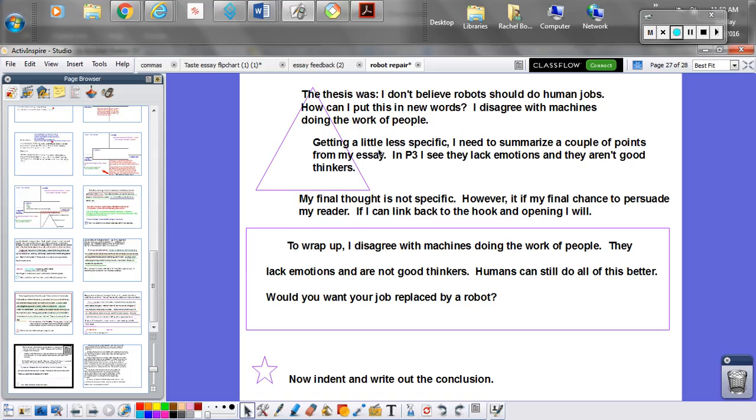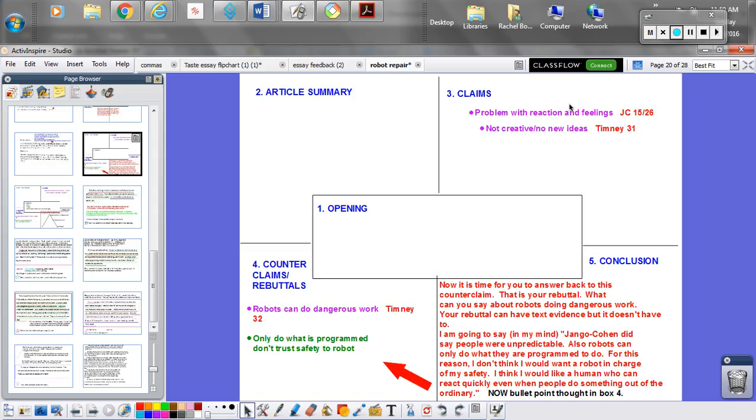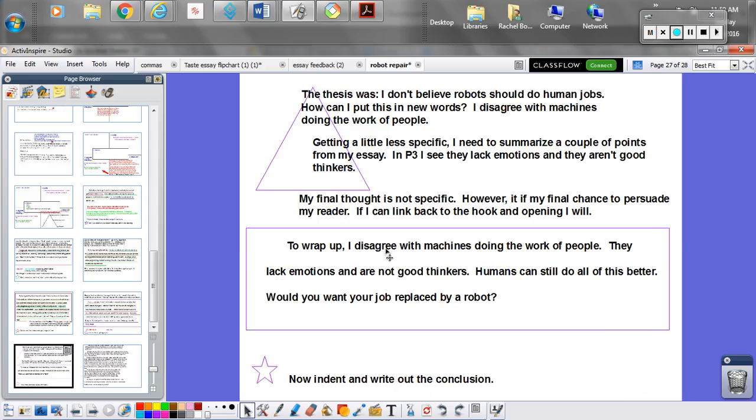Then getting a little less specific, I need to summarize a couple of my points from my essay. In paragraph 3, I saw that I had written about lack of emotions and no creativity. They weren't good thinkers. And my final thought is not very specific. That's why it's the biggest part of the triangle. However, it's my final chance to persuade my reader. If I can link back to the hook and opening, then I will try to do that.